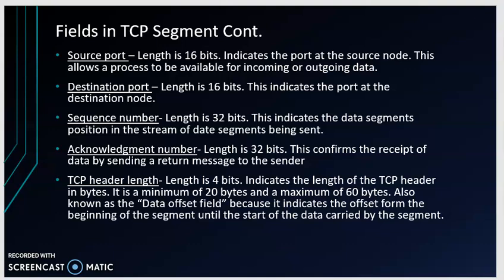Third is the sequence number. The length is 32 bits. This indicates the data segment's position in the stream of data segments being sent. The fourth one is acknowledgement number, also 32 bits in length. This acknowledgement number is what confirms the receipt of the data by sending a return message to the sender.